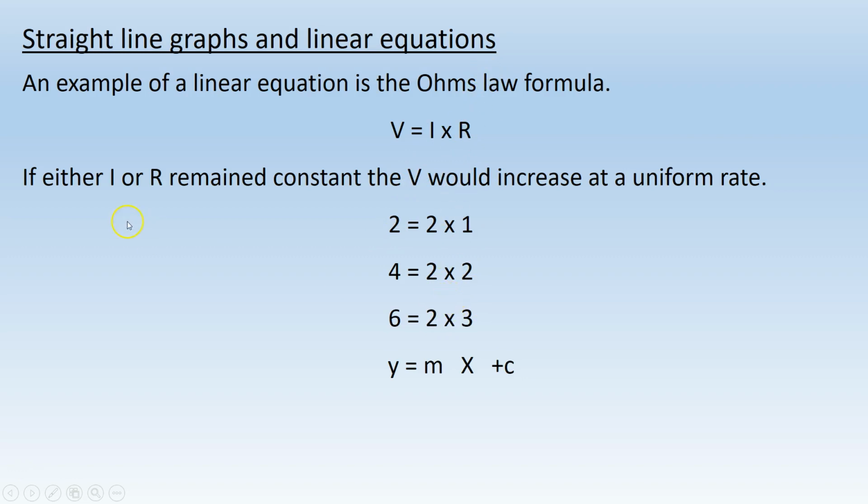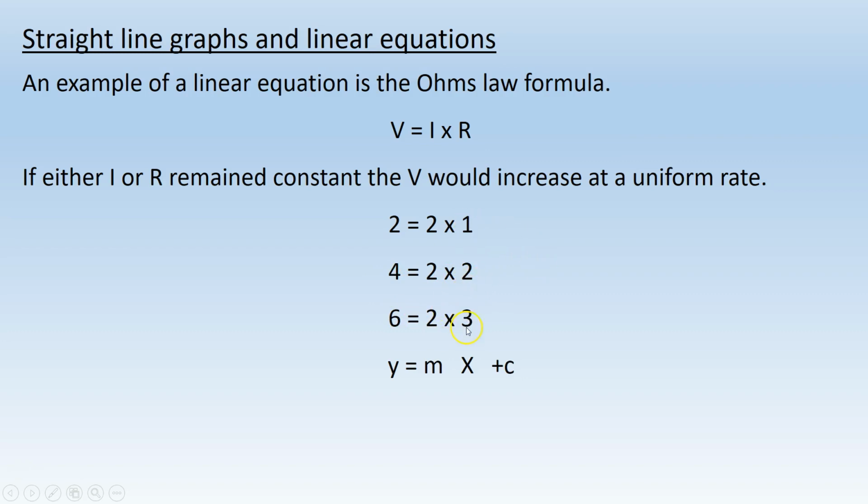We can do that mathematically. Using this formula, we know that if we keep the current stable at 2 amps and we change the resistance each time, then in our first experiment we do 2 amps times 1 ohm for resistance. 2 times 1 is 2, and then we change it again. On the next experiment we change it to 2 ohms, 2 times 2 is 4, and on the next one we change it to 3, 2 times 3 is 6, and so on and so forth.